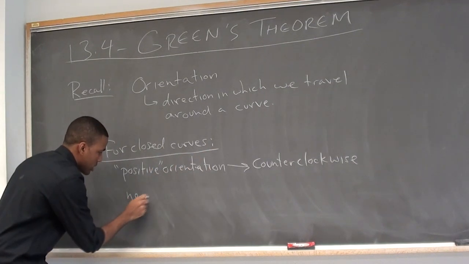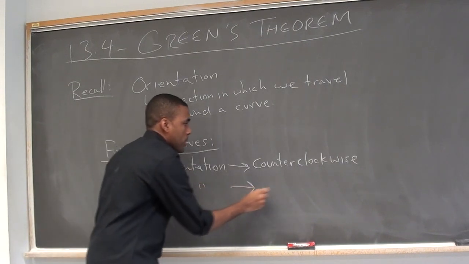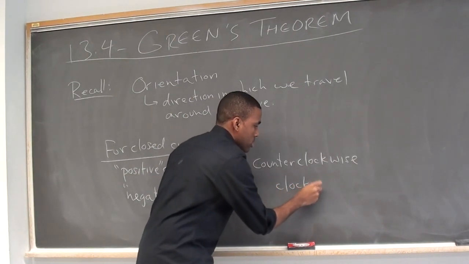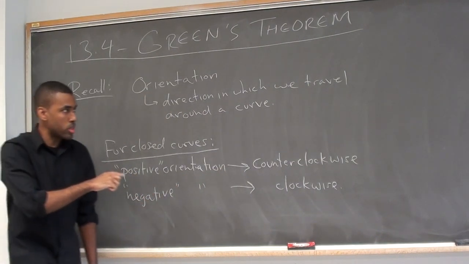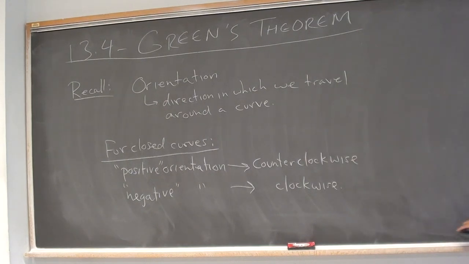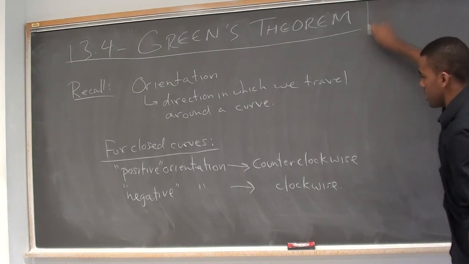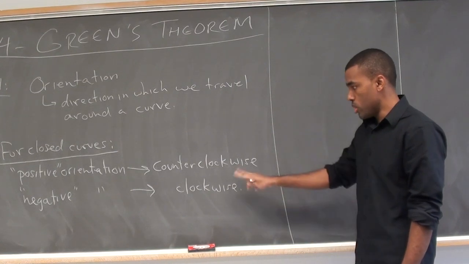Of course, the negative orientation is the opposite: clockwise. So the orientation is going to matter here, so you should be aware of those definitions. Orientation just talks about direction. When we're talking about a closed curve, counterclockwise is the positive orientation. It's just a convention. That's how we do it. And clockwise is called the negative orientation. In this case, we'll only negate the answer, not get a totally different one. It will be negated.